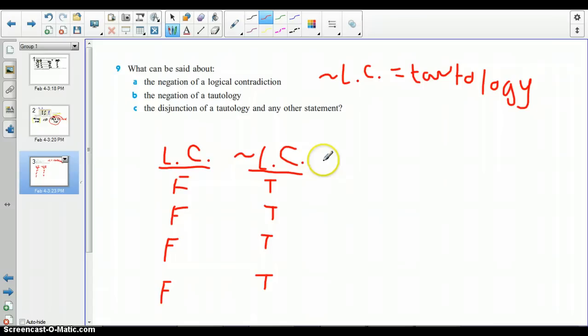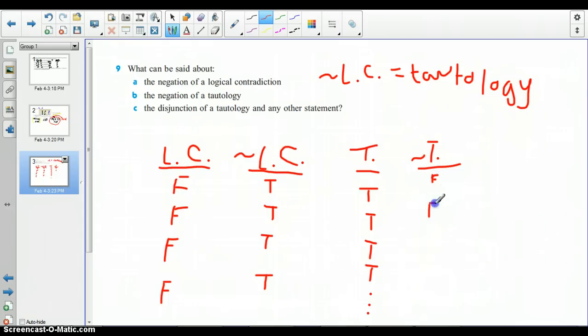So what's the negation of a tautology? Remember, a tautology is when all the values are true. So the negation of a tautology would be all false. And when all the values in the truth table column are false, then we have a logical contradiction. So the negation of a tautology is a logical contradiction. So they're kind of opposites of each other, they're negations of each other.